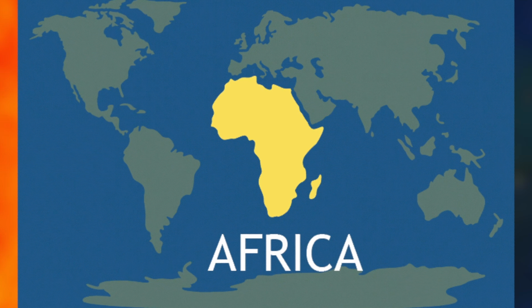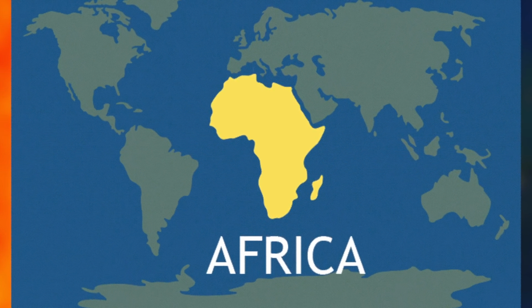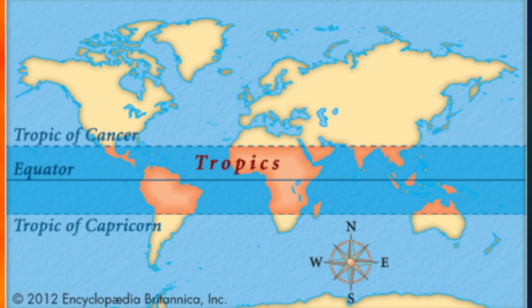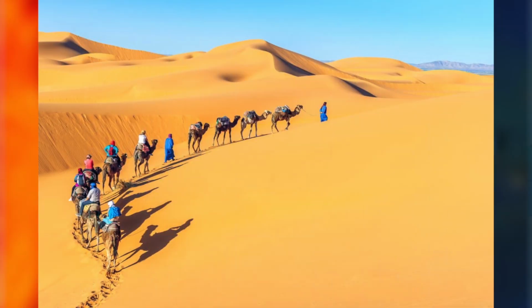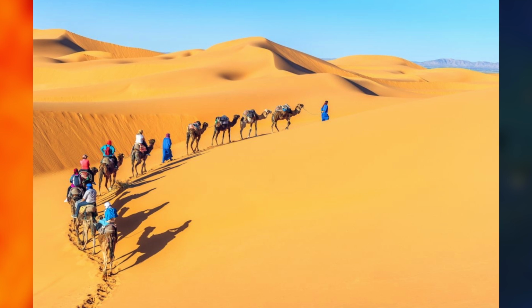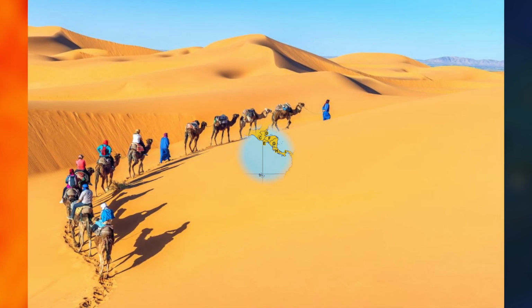Africa is the second largest continent after Asia. It is the only continent through which the equator, Tropic of Cancer and Tropic of Capricorn pass. The world's largest hot desert, the Sahara, and the world's longest river are located in the African continent.